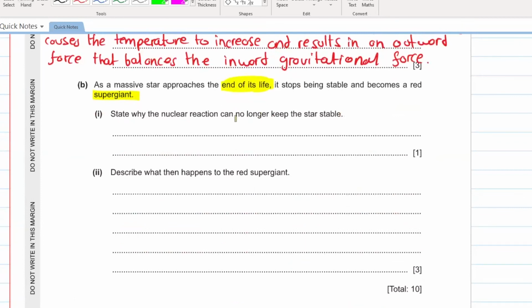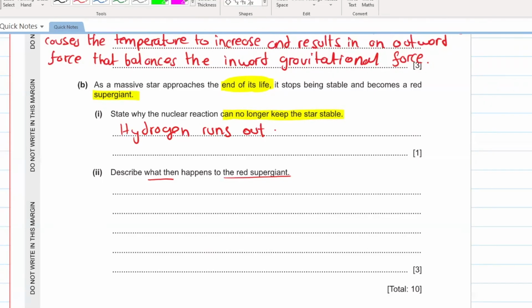State why the nuclear reaction can no longer keep the star stable. Why can the nuclear reaction of fusion no longer keep the star stable? Because the hydrogen runs out. Describe what then happens to the red supergiant. After the hydrogen runs out, what happens to the red supergiant?